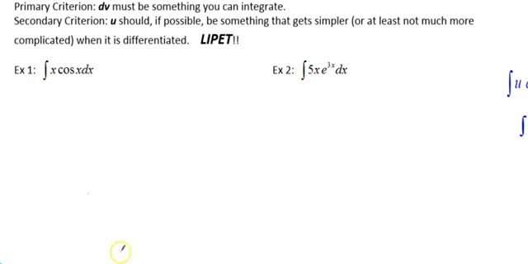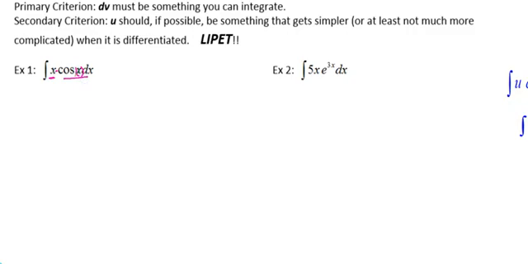So you are given x times cosine x. First, let's check why u substitution does not work. Because there is a single x here. If I say u is equal to x, du is dx, that does not make any sense. So there are two different functions. One function is x, another function is cosine x.